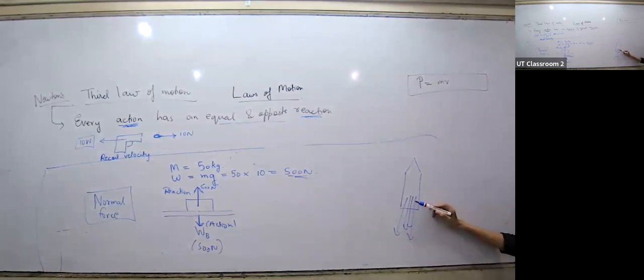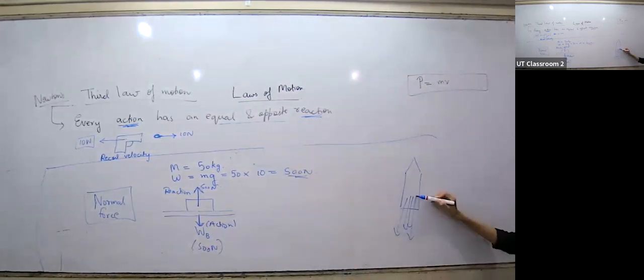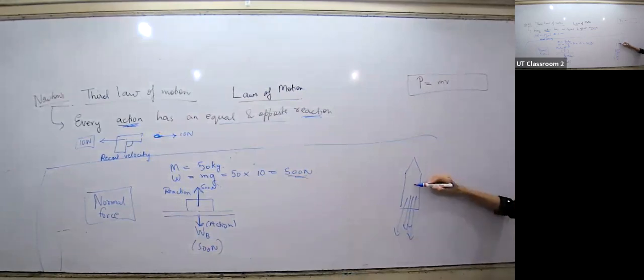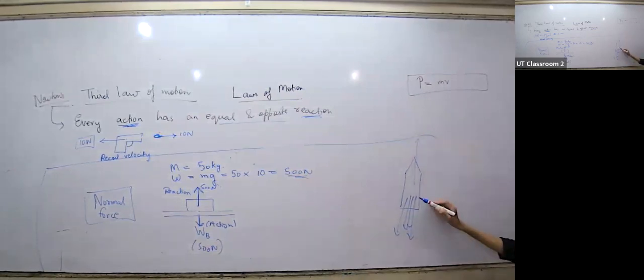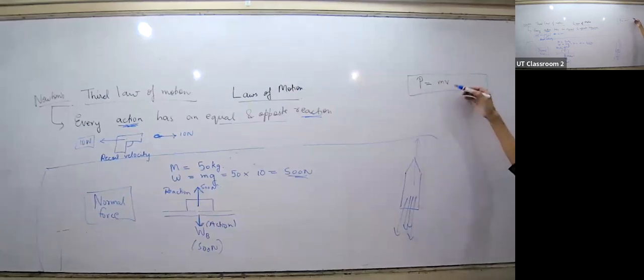ठीक है. And as a reaction, हमने देखा एक reaction क्या था? Since यहाँ से ये नीचे जा रहा है, the gases which are gushing out apply an equal force on the rocket, but in the opposite direction, which is this direction. So the more it gushes outward in this direction, the more the rocket will go up. So this rocket is also an example of action and reaction.